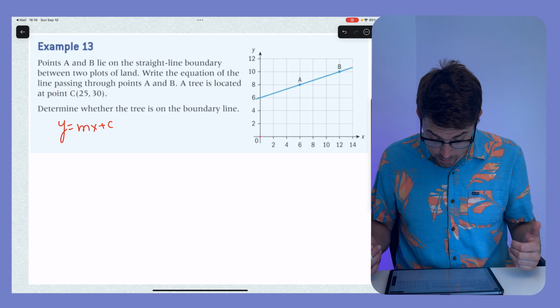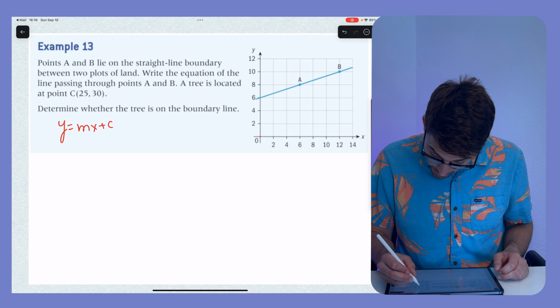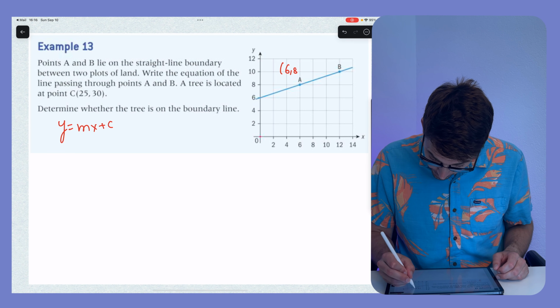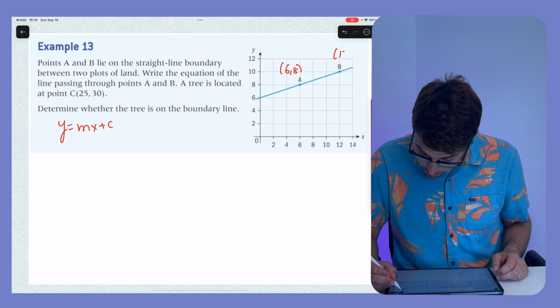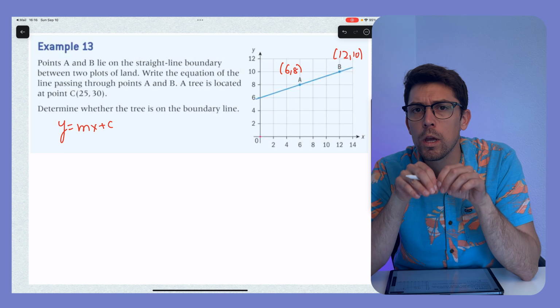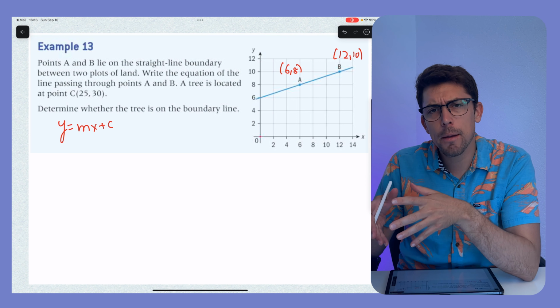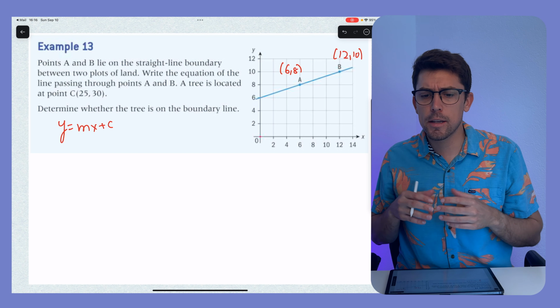So let's take a look at what we have here. I have two points, A and B. I know that A is at the point 6, 8, and point B is at the point 12, 10. That's important to know because now I can really get my slope. Just by looking at a graph, sometimes you can't get the slope from it, but you want to be as specific as possible.